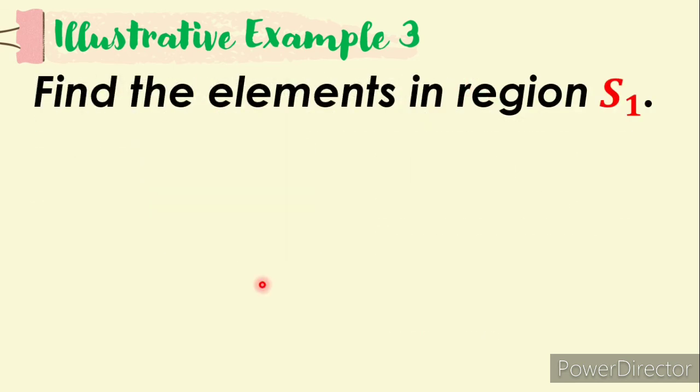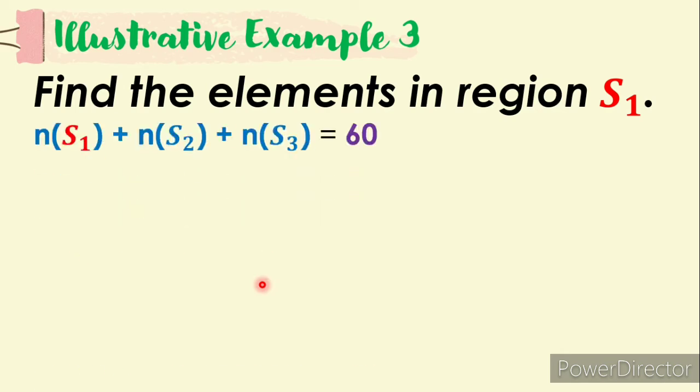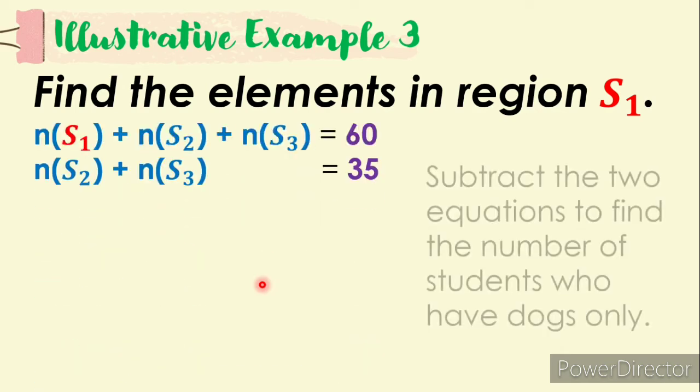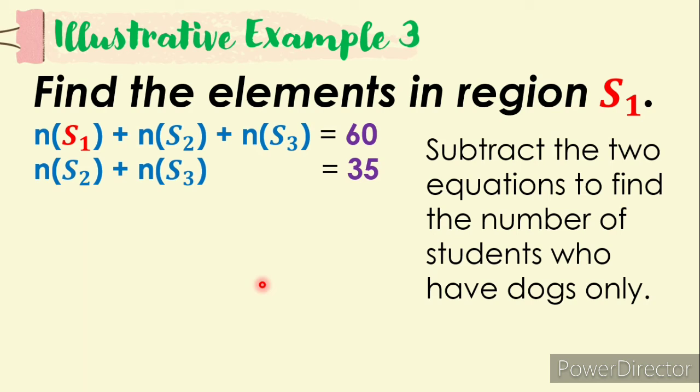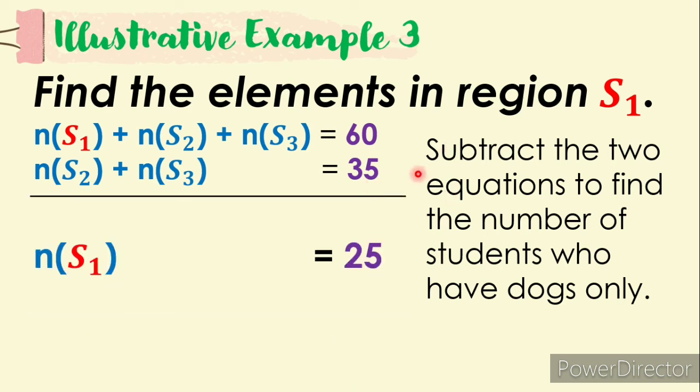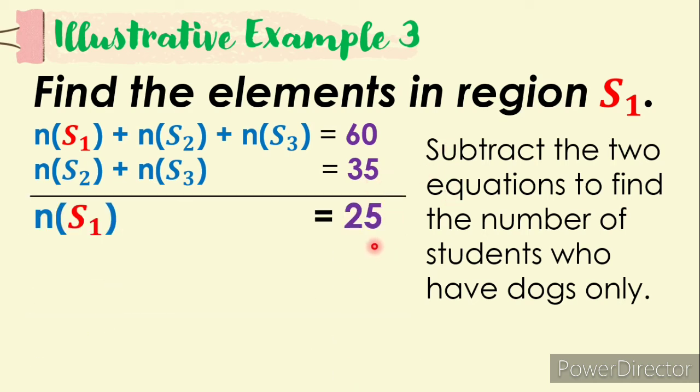Next, find the elements in region 1 or S sub 1. So again, let's subtract the two equations to find the number of students who have dogs only. So 60 minus 35, we have 25. So the number of students who have dogs only is equal to 25.